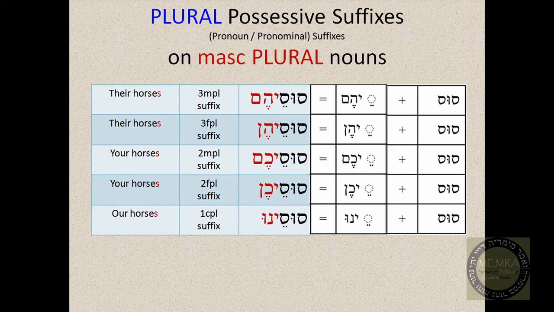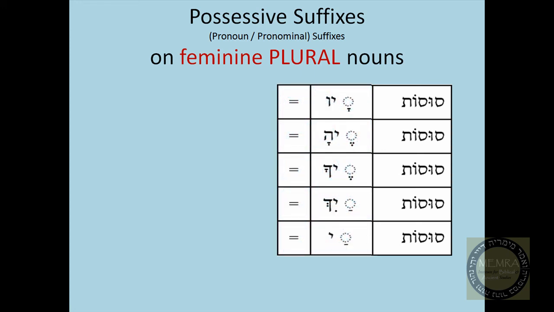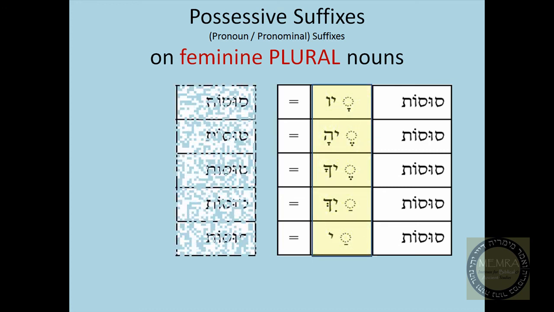Our horses. Now we need to recognize that the same suffixes we just saw also get attached to feminine plural nouns. It doesn't matter if the noun is masculine or feminine. If it's plural, it's going to get these suffixes that we're learning in this chapter. Another way of saying it is when you see these suffixes, here's the first set that gets translated singularly, so singular possessive suffixes that go on plural nouns. When you see these, regardless of what gender the noun is, it will be a plural noun in translation.